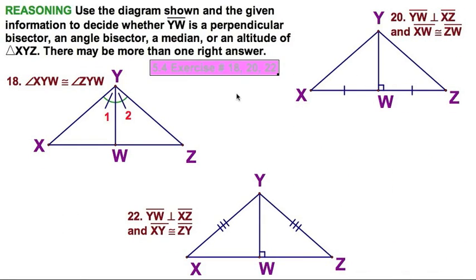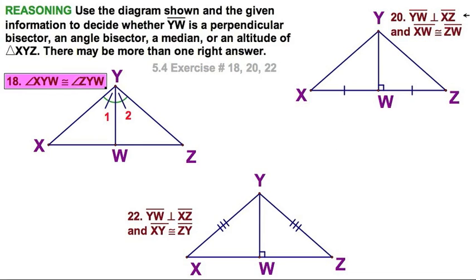Well, here we go. Exercises 18, 20, and 22 in your textbook. You were given one diagram. I've repeated it 3 times with the 1, 2, 3 different cases of givens. Let's take 18 first. I've got a pair of congruent angles. And I look at those and say, well, yeah, that's obviously by definition going to be an angle bisector. But what about everything else?